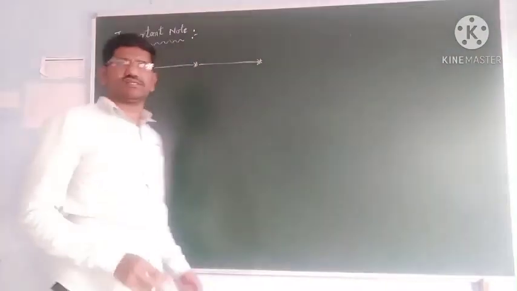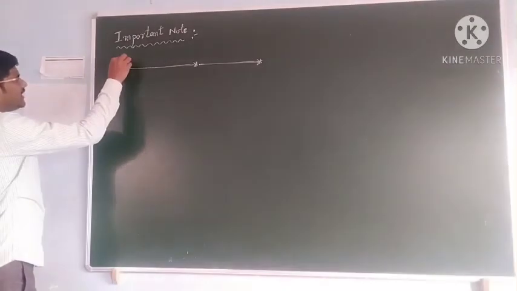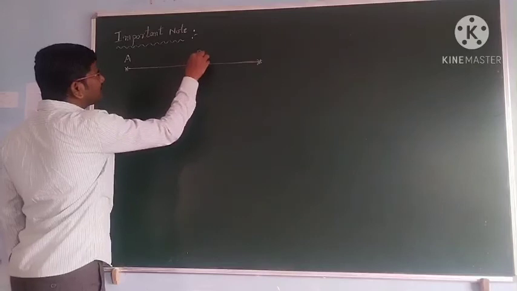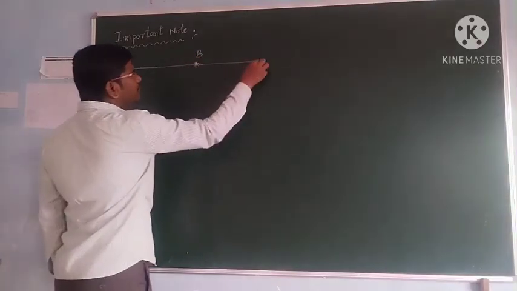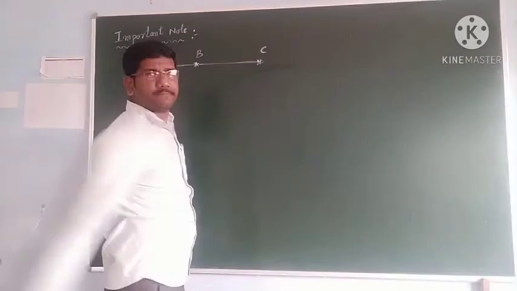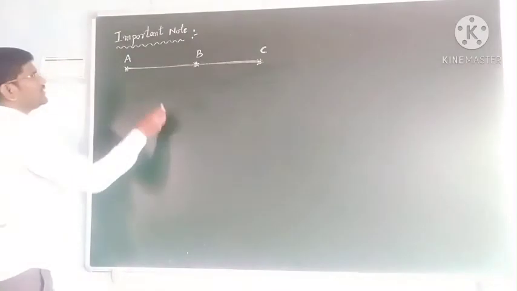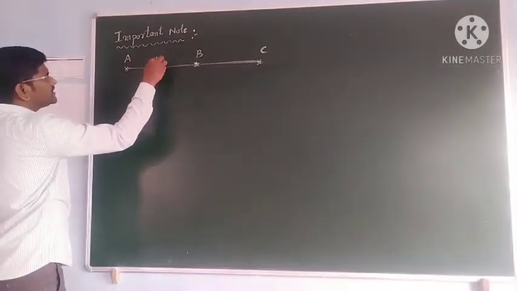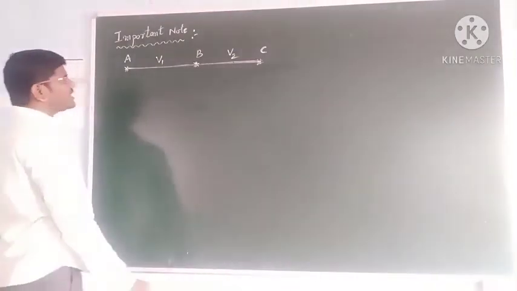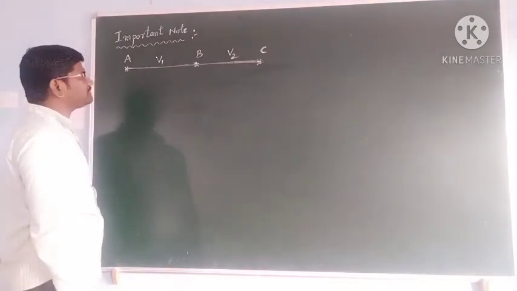Okay students, see an important note. An object started at point A and reached B and then B to C. So it went like this, it is going in a straight line motion. And for example, here the speed is V1 and here the speed is V2. Then we are asked to find average speed and average velocity.